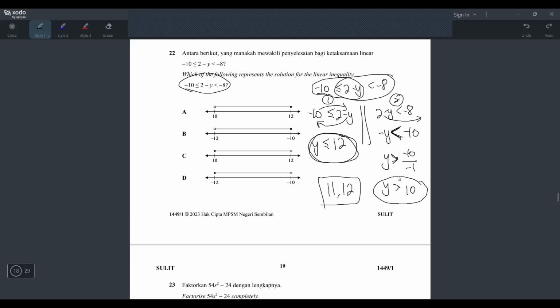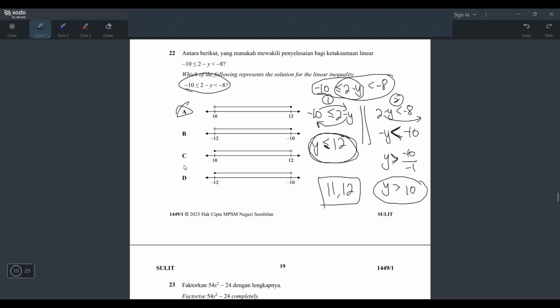Because if the number has to be bigger than 10, it means it cannot be 10. It has to be 11 onwards. So 11, 12. But why can 12 be included? Because they put a line here. So the answer is this. So A, B, C, D. I'll straight away tell you the answer is A. Let me tell you why A.